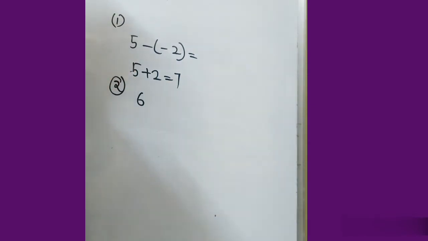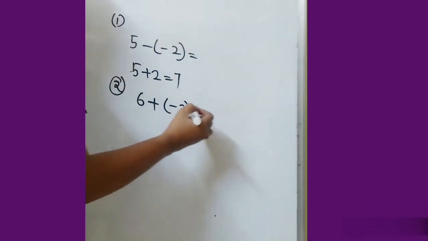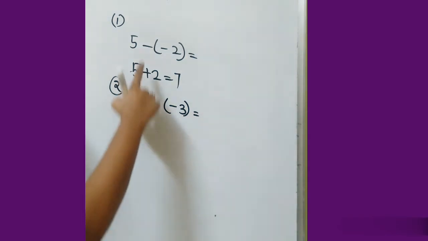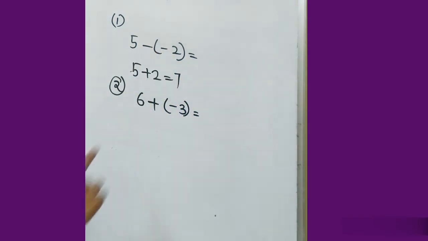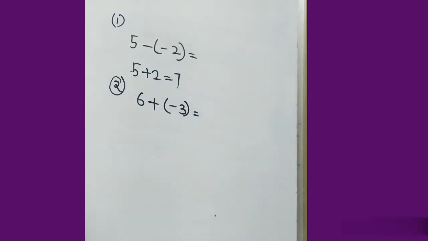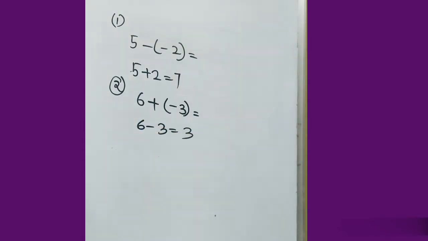6 plus minus 3. Now how we will do it? We have to simplify it. Now when it is minus minus, it gives plus. But what about this? Plus minus or minus plus, both will give negative only, students. So minus only. So 6 minus 3 is equal to. This is the complicated one, student.